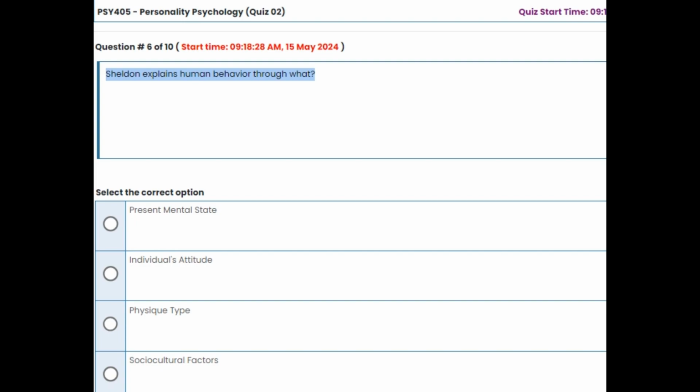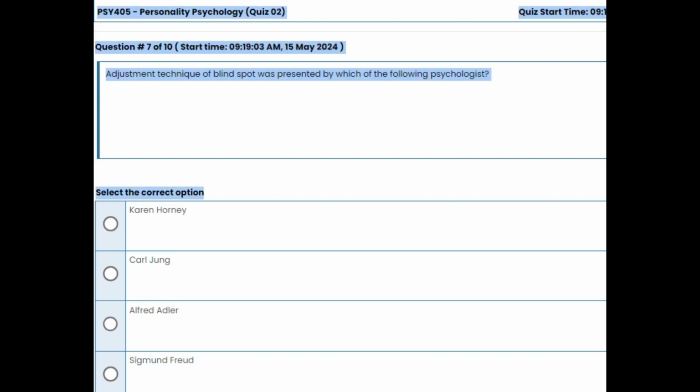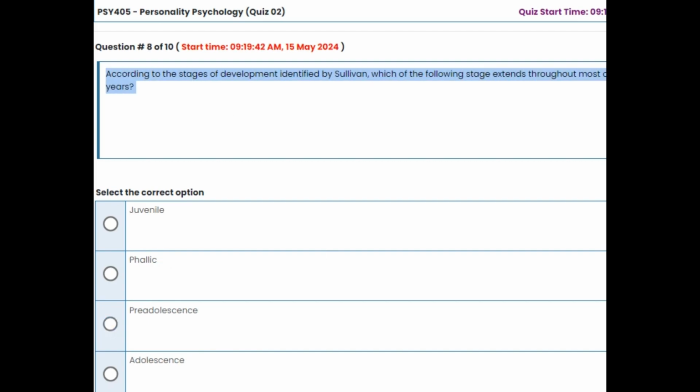Sheldon explains human behavior through what? Physique type. Adjustment technique of blind spot was presented by which of the following psychologist? Alfred Adler. According to the stages of development identified by Sullivan, which of the following stage extends throughout most of the school years? Pre-adolescence.